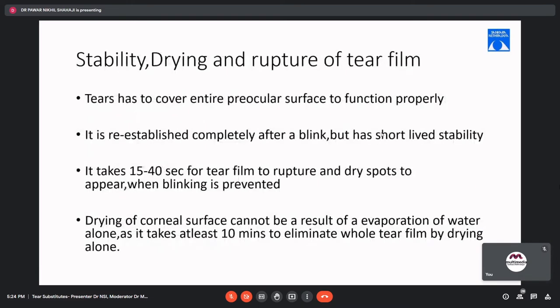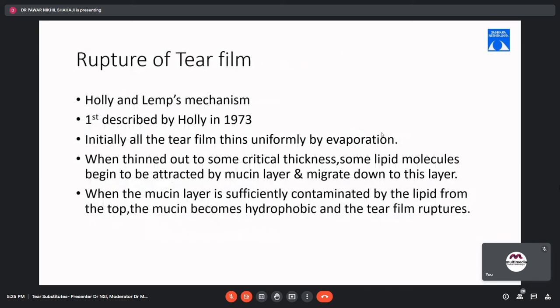So tears have to cover the entire preocular surface to function properly. It is re-established completely after a blink, but has short-lived stability. It takes 15 to 40 seconds for the tear film to rupture and dry spots to appear when blinking is prevented. Drying of the corneal surface cannot be the result of evaporation of water alone, as it takes at least 10 minutes to eliminate the whole tear film by drying alone.